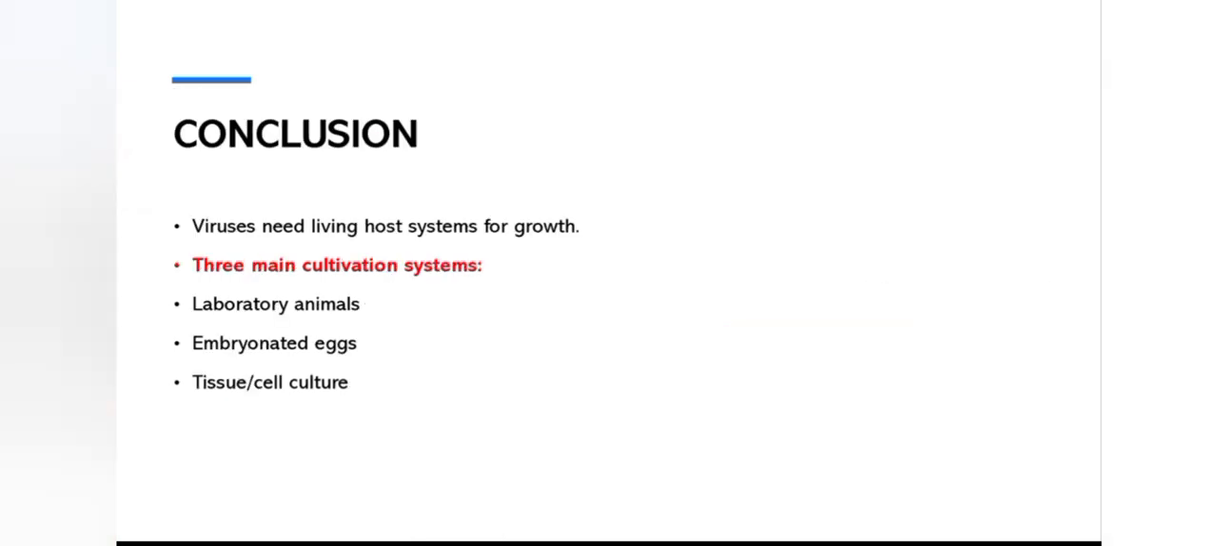So let's come to a conclusion. I told you that viruses need a living host system for growth. The three main cultivation systems are inoculation into animals, inoculation into embryonated eggs, and tissue and cell culture methods. By these, we can cultivate the viruses.